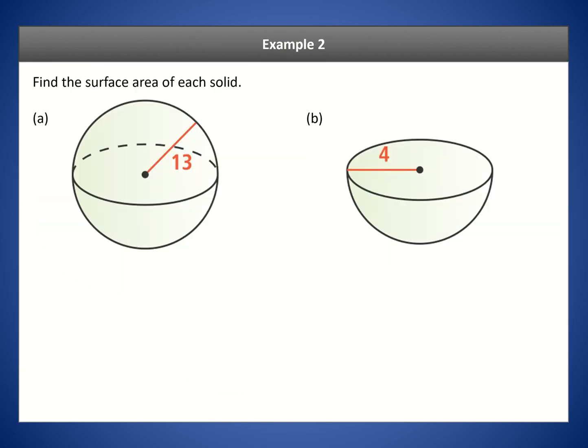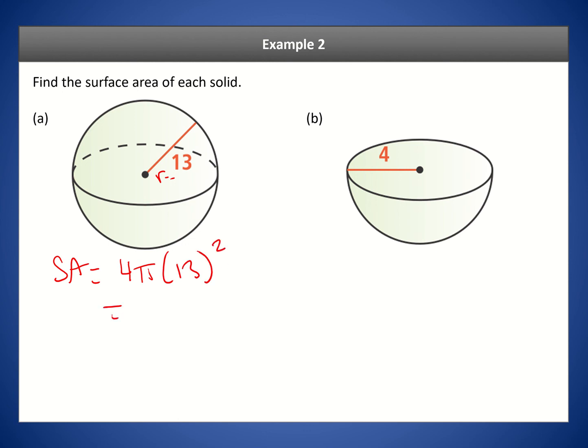All right, so now we got the formulas for volume and surface area. Let's go ahead and calculate the surface area of the solids here. We have a solid sphere with a radius of 13. So all you got to do, surface area of a sphere is 4 pi r squared. And so the radius has to be 13. So 4 pi times 13 squared.